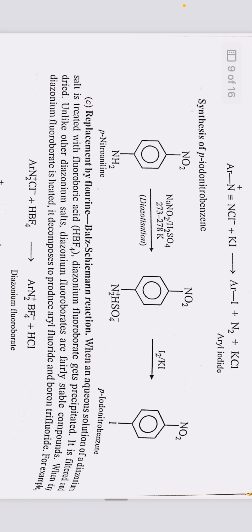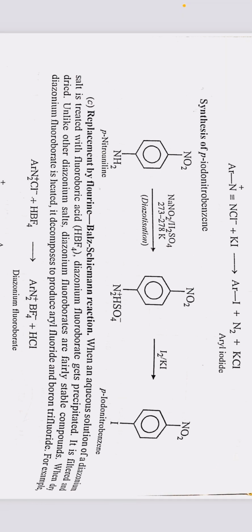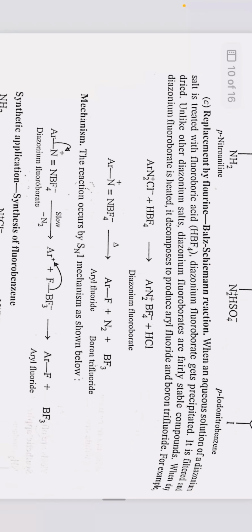Replacement by iodine. The replacement of the diazo group by iodine does not require cuprous iodide or copper as a catalyst. It is simply achieved by treating a diazonium salt with potassium iodide or a solution of iodine in potassium iodide. That is synthesis of para-iodonitrobenzene. Replacement by fluorine, that is the Balz-Schiemann reaction.